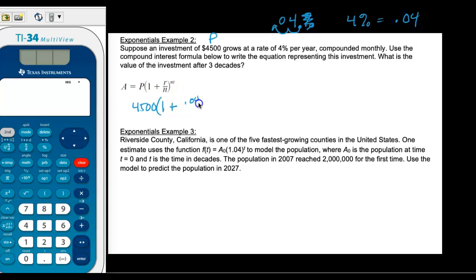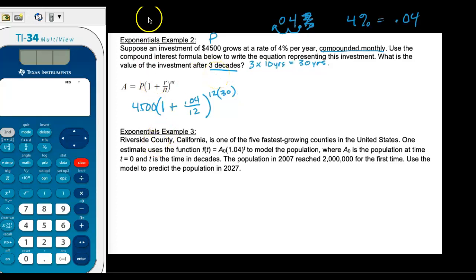So 0.04. Now n is the compounded period, so how many times it gets compounded per year. So if it's compounded monthly, we're going to divide it by 12, and then 12 times t is going to be the time. So if we're looking for 3 decades, a decade is 10 years, so that's 3 times 10 years each. So that's 30 years total. So 12 times 30, okay?